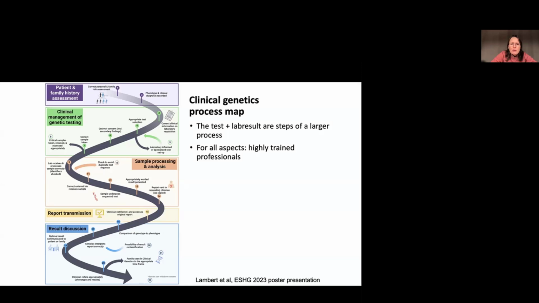This picture I was allowed to bring from the European Society of Human Genetics almost 2 years ago, and it's here to illustrate for you that the genetics process is not simply that you request a test and get a result back, but it's quite an extensive process. And in all the steps along the way, things can go wrong. This means that for all aspects, you need highly trained professionals. And it's important to not overestimate what you can do, and not underestimate what you can't do.